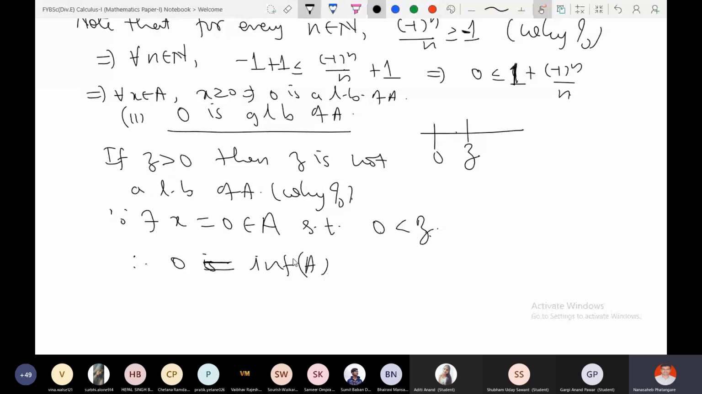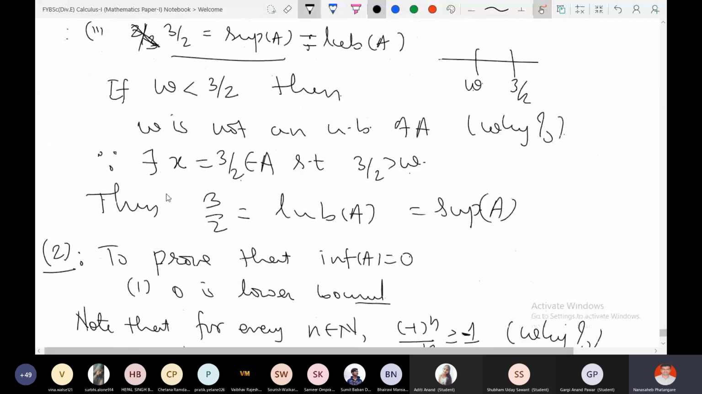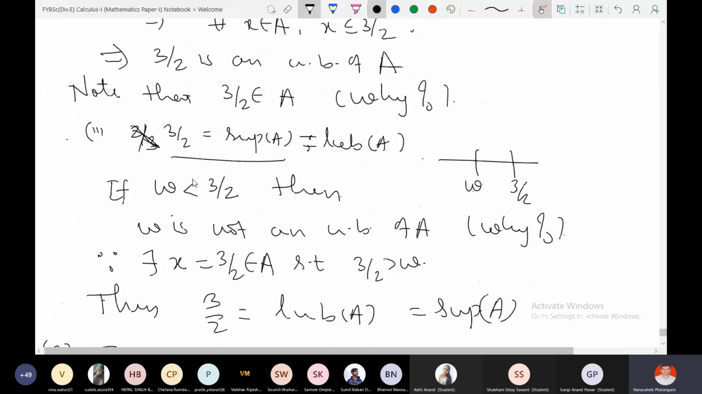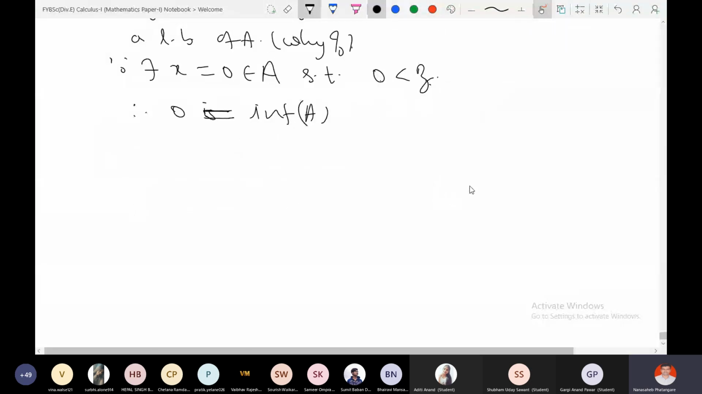So in this case, what was the advantage in this particular example? The supremum and infimum are actually members of the set. That's why our job was easy. If you choose any number smaller than 3/2, immediately 3/2 is a bigger member of the set. Or if you choose anything greater than 0, then immediately 0 is a member of the set which is less than that z. So that's why we could declare that 0 is the infimum.